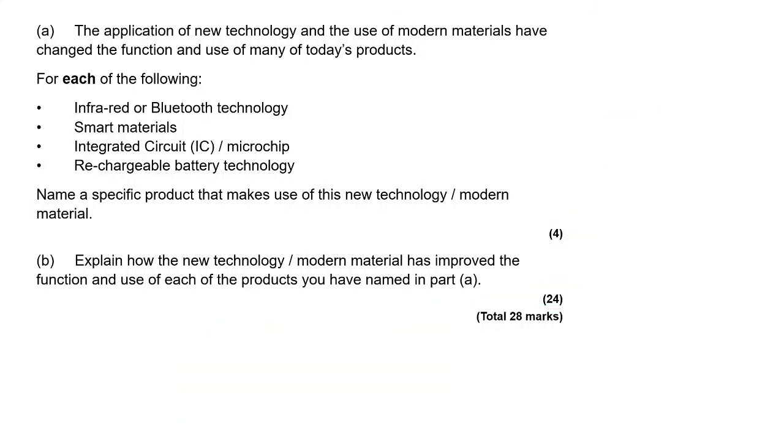So, next question: the application of new technology and the use of modern materials have changed the function and use of many of today's products. For each of the following, infrared or Bluetooth, smart materials, microchips or rechargeable batteries, name a specific product that makes use of the new technology or modern material. And then part B, explain how the new technology or modern material has improved the function and use of each of the products you have named in part A.